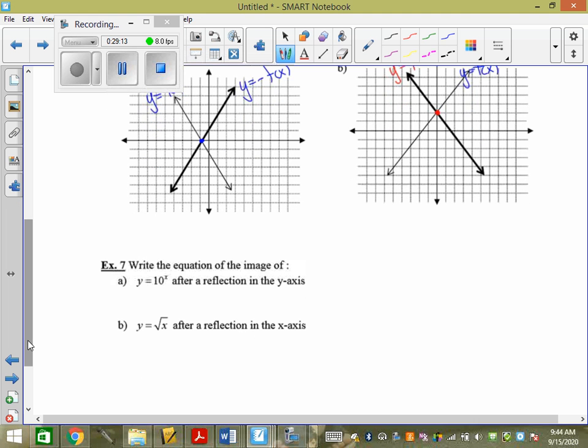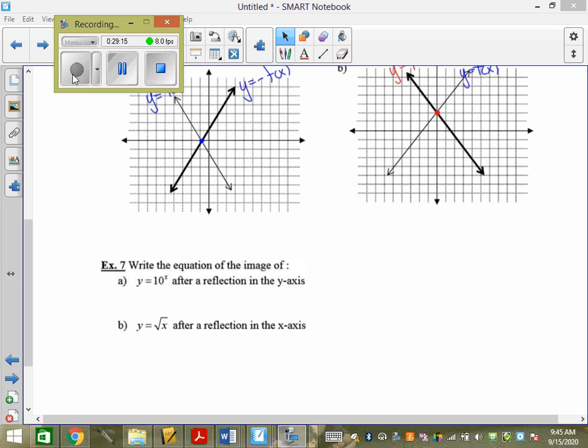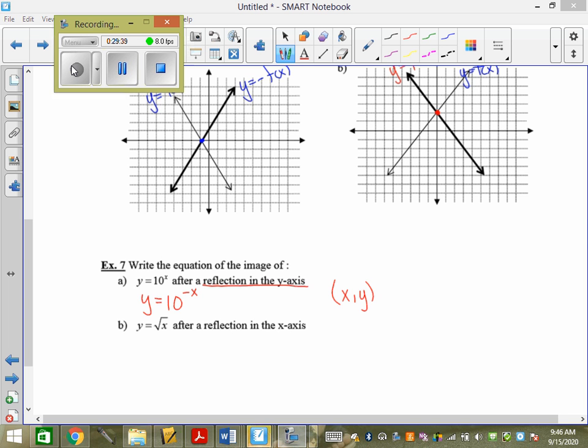You try example 7. So for this one, it's a reflection in the y-axis, I don't know if that was what I said, but we're going to go with it. It affects the what? The x. So we're going to get y equals 10 to the negative x. And in our mapping, (x, y) becomes (negative x, y).